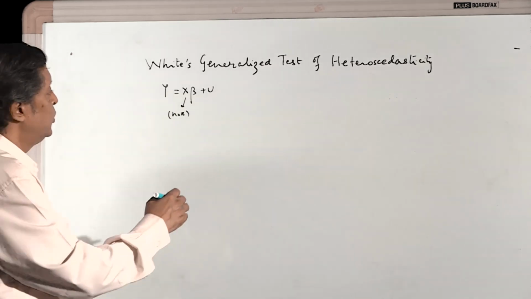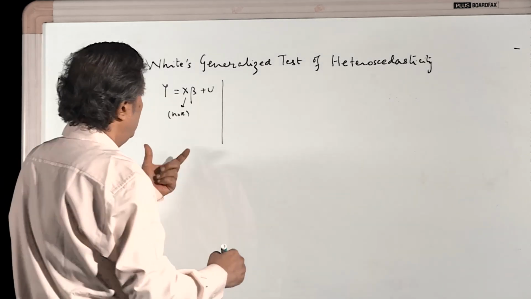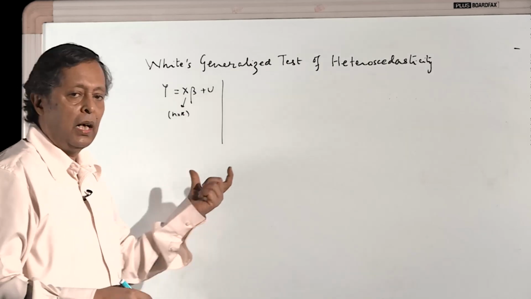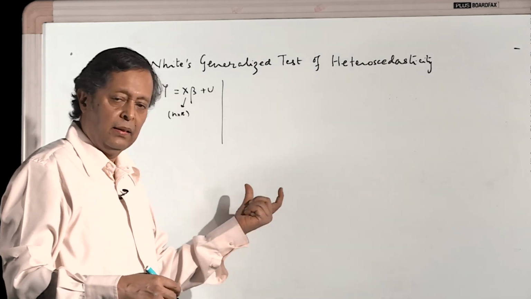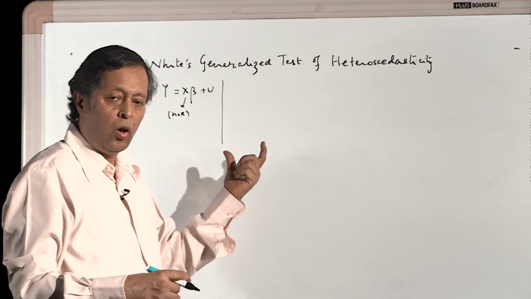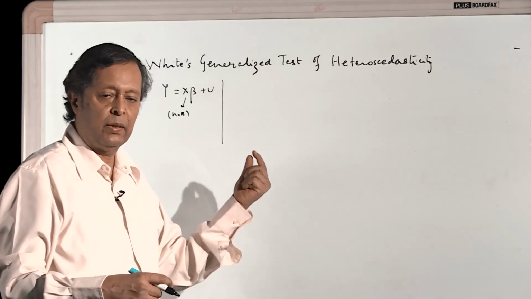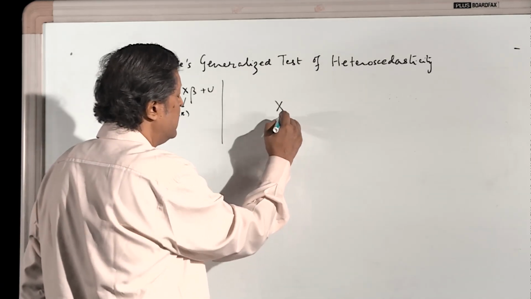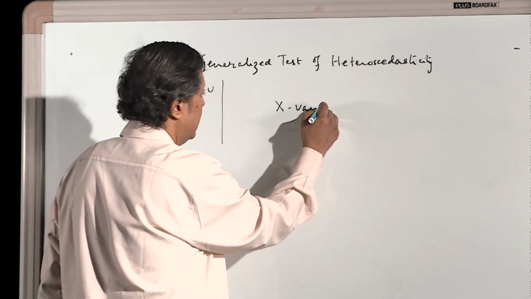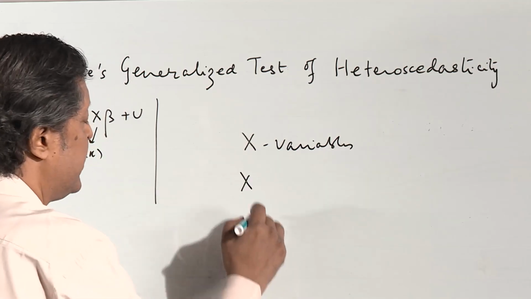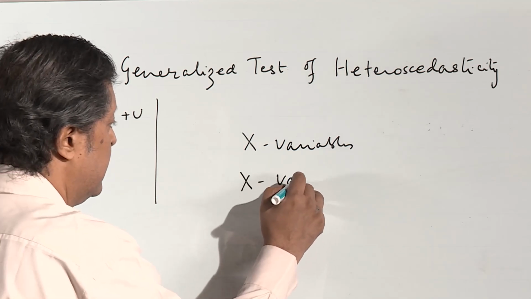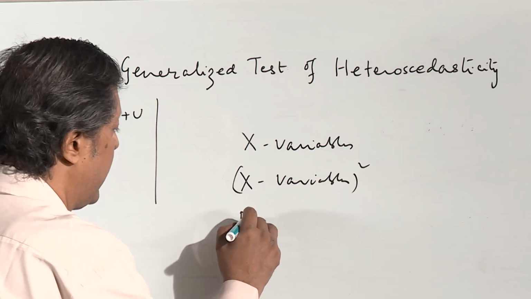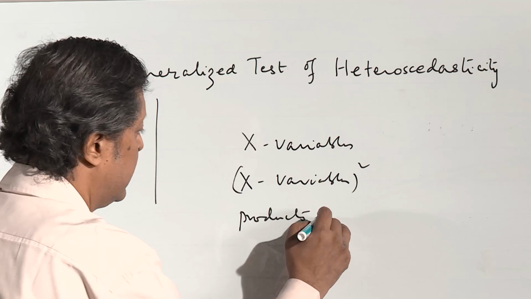Now, here we find out the error, and unlike earlier where we said that the error or the square of the error or the log of the square of the error depended on Z1, Z2, Z3 up to Zp, here what we say is it depends on the original variables, the x variables, the squares of the x variables, and the products of the x variables.